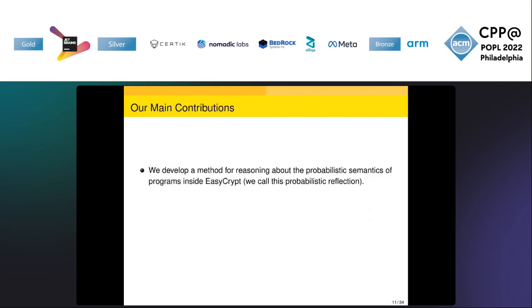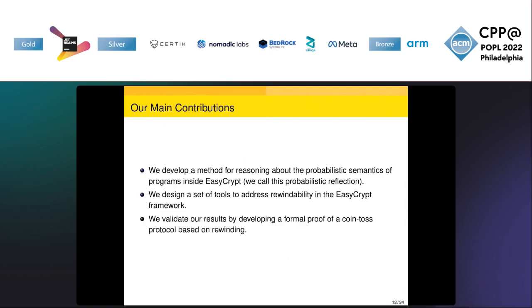In our work, we resolve these issues by making the following contributions. We develop a method for reasoning about probabilistic semantics of programs inside EasyCrypt. We call this technique probabilistic reflection. Also, we design a set of tools to address rewindability in the EasyCrypt framework. Finally, we validate our results by developing a formal proof of a coin toss protocol based on rewinding.